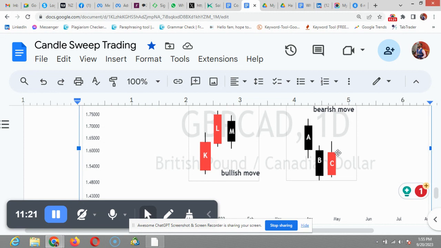Now, let's take a look at the bearish move. We can see this A candle is bearish, right? Big black bearish candle. This B candle is also what? Big black bearish candle. What do we see? We see C candle open and went above the high of the B candle. As soon as I see this, clearly I just tell myself, this is a high probability trade for the sell. Does this make sense? See, you have to watch this again and again.